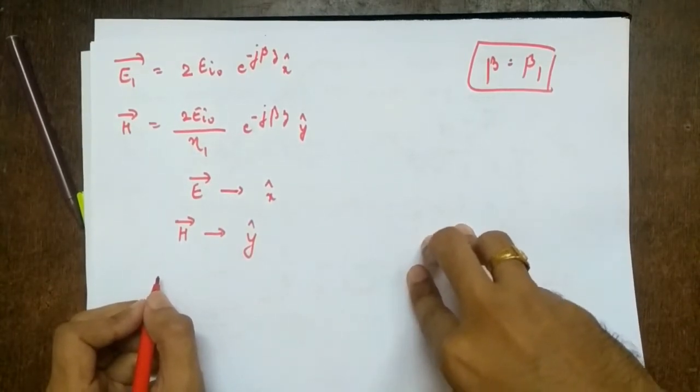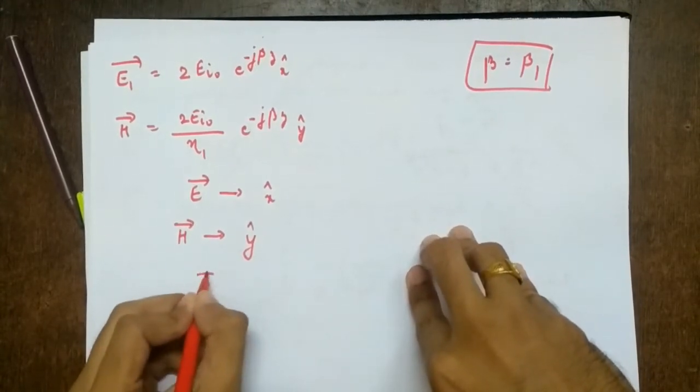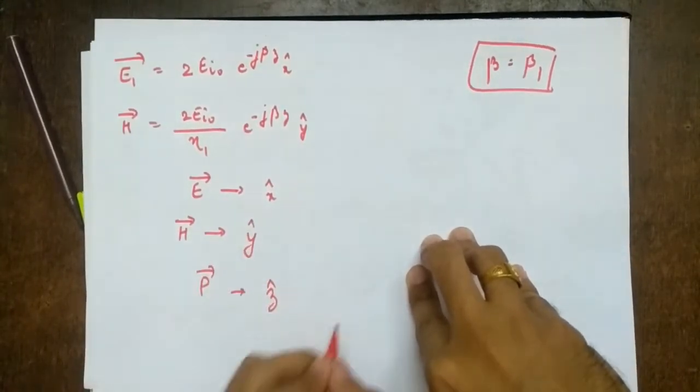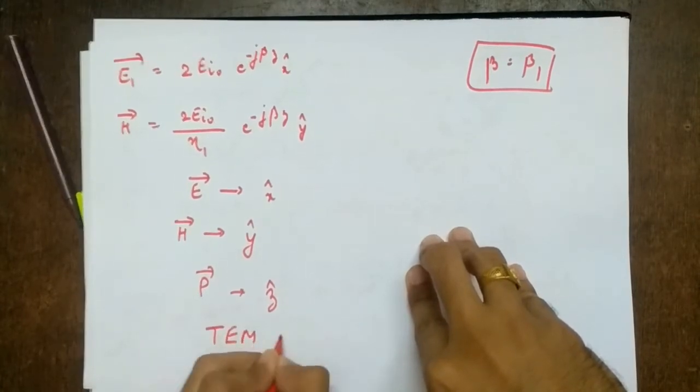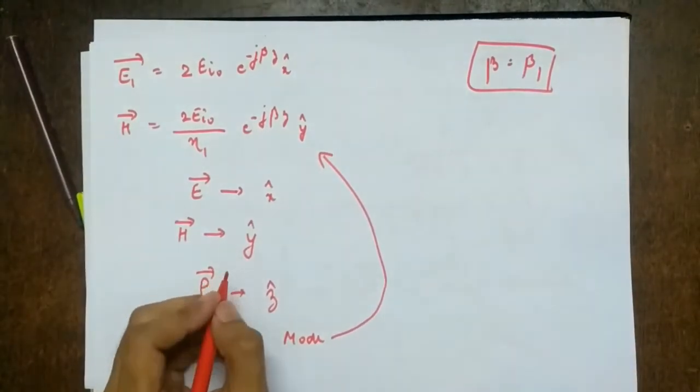Correct? And what is happening? How is the wave traveling? The wave is again traveling in which direction? Or I can say power is traveling again in the Z direction. So again, this is what? Transverse electromagnetic nature. So this mode is called as what? TEM mode. So this mode corresponds to these equations, right?